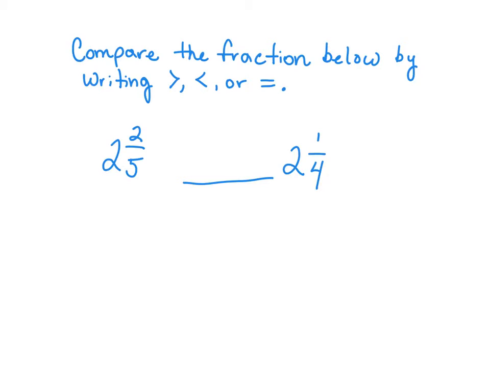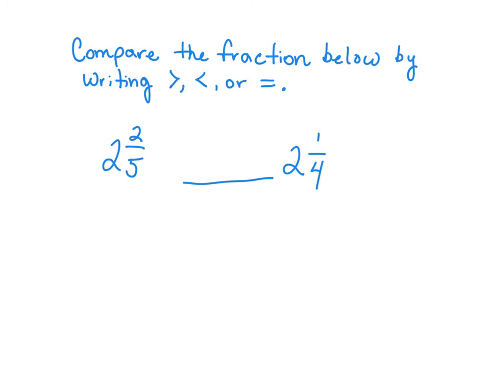All right, in our next one, compare the fraction below by writing greater, less than, or equal to. So we have 2 and 2/5 is greater than, less than, or equal to 2 and 1/4. So guys, you can use any strategy that we have learned thus far by breaking these down and comparing them. What I'd like you to see is that we can turn these into improper fractions or fractions greater than 1. We can find a common denominator, a common unit. But let's try breaking these down.